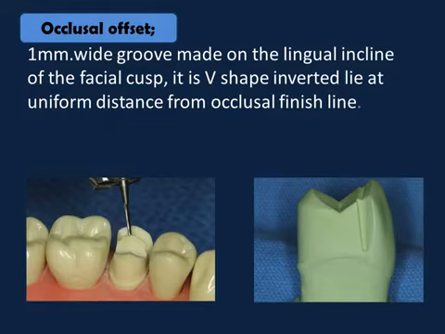Beside the proximal groove, we need to make an occlusal offset. I mean by the occlusal offset, it's a 1 millimeter wide groove made on the lingual inclination of the facial cusp. It is an inverted V-shape lying at a uniform distance from the occlusal finishing line.